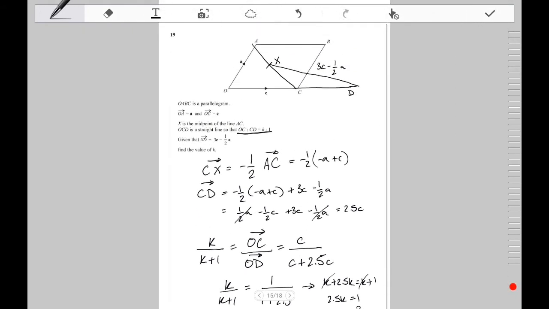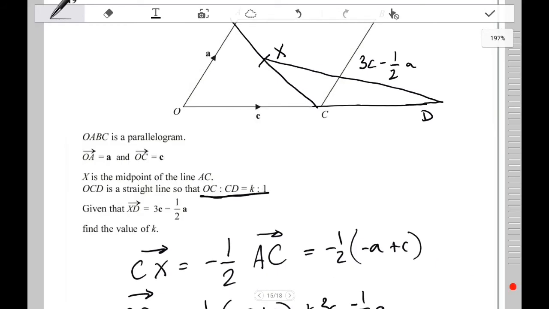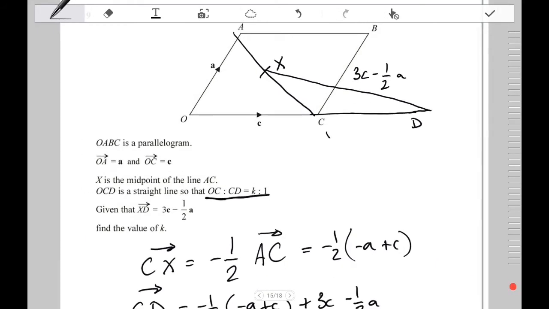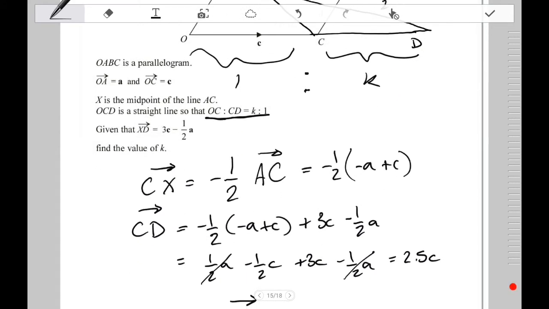There are many ways of solving it, but this is my approach, which was, again, to work out what this length is. You know what this length is. The ratio is 1 to K. So working out the proportion of this to this in vector terms and this to this in fraction terms, just converting the ratio to a fraction, you can solve it, and that's what we've done here.